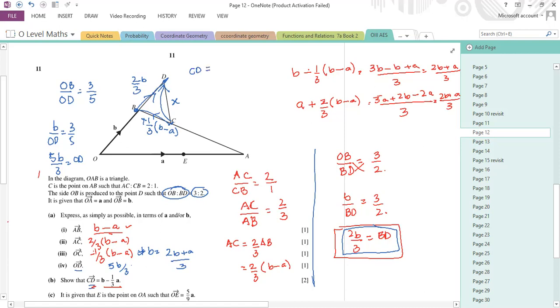I will go straight CB plus B to D. So this is how I'm going to get CD, right? I am just putting this thing here, please. Now we have got CB. What is CB? It is one third B minus one third A.